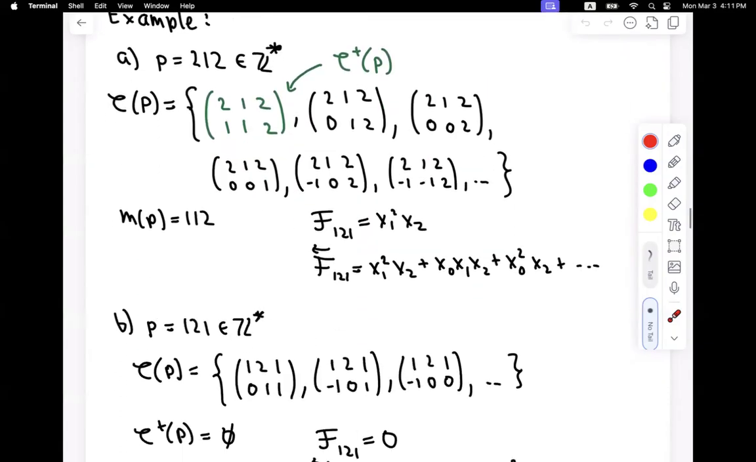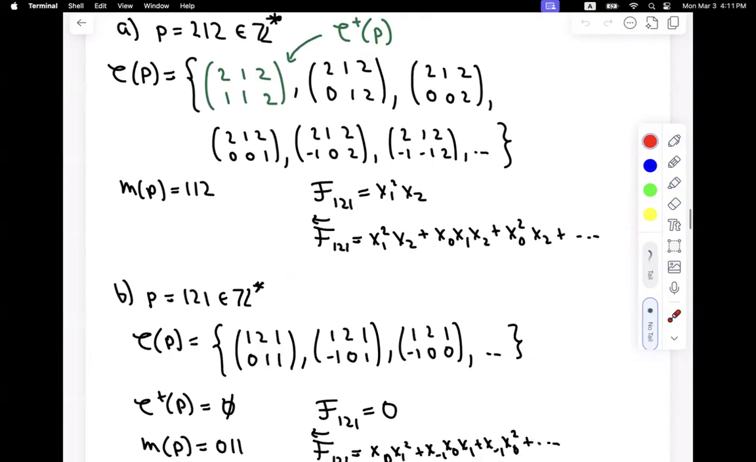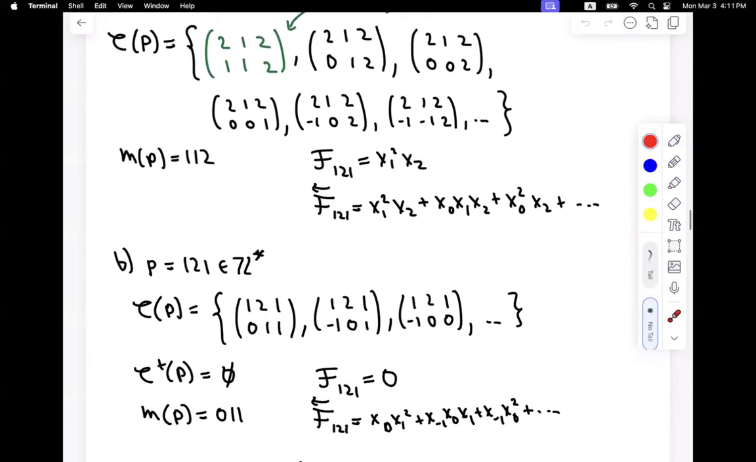Let's do another example. Let's do the other reduced word for the same permutation, 1, 2, 1. That's again in Z star. And the set of compatible sequences is listed here. And the thing that's interesting here is actually none of these compatible sequences are positive.